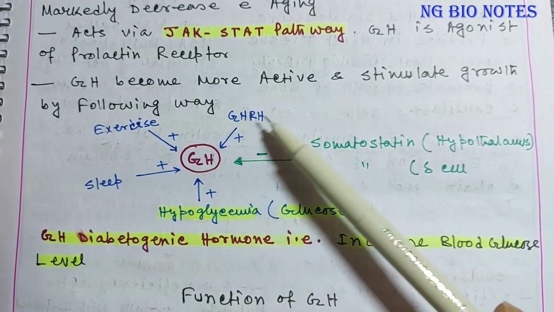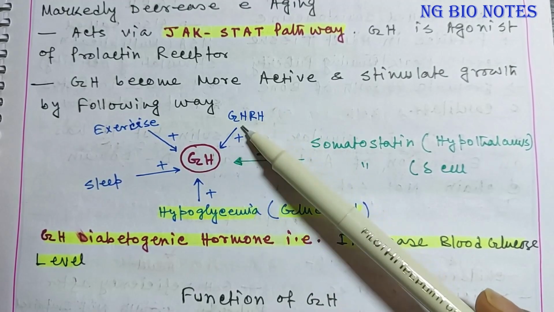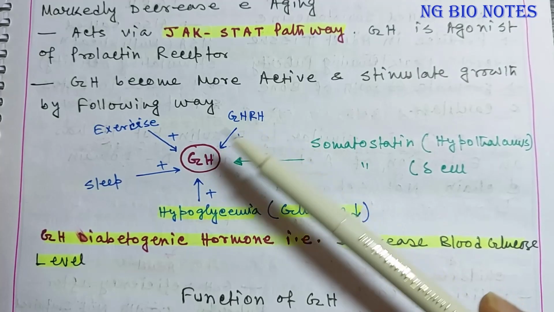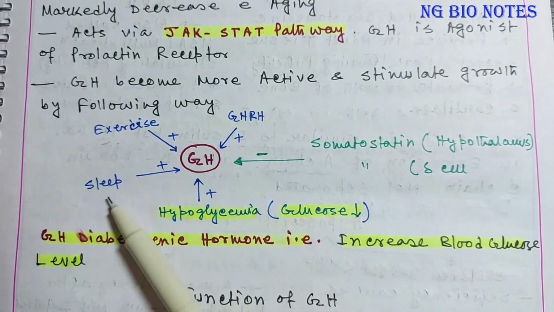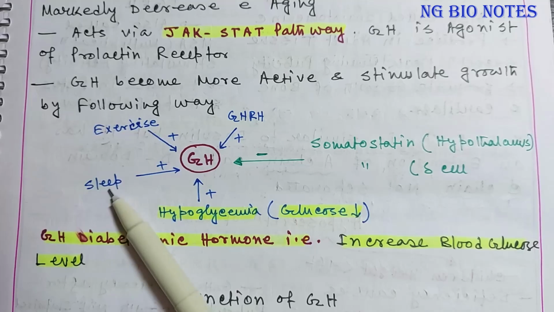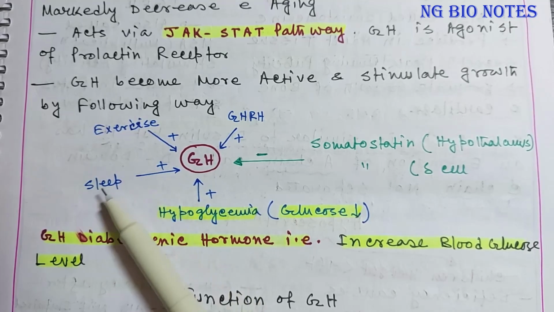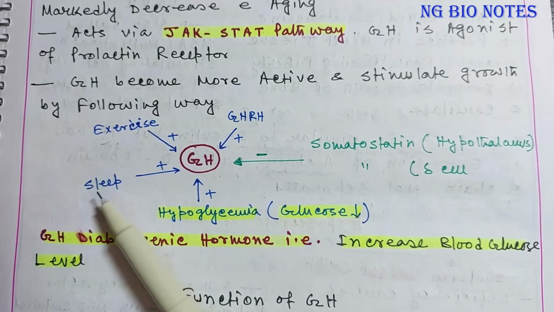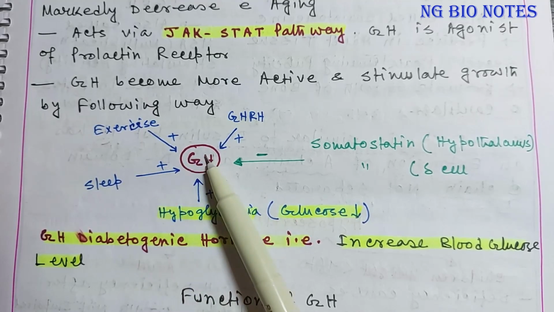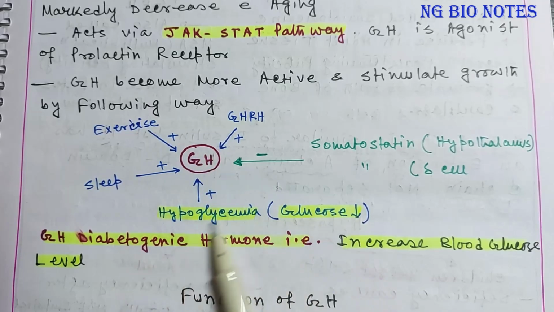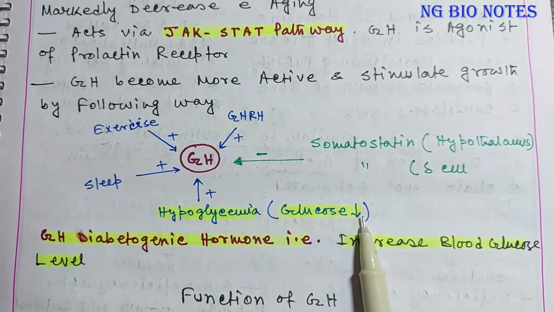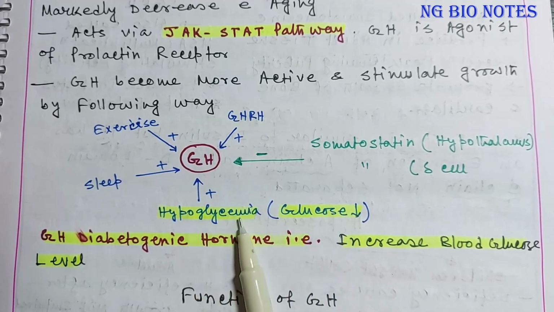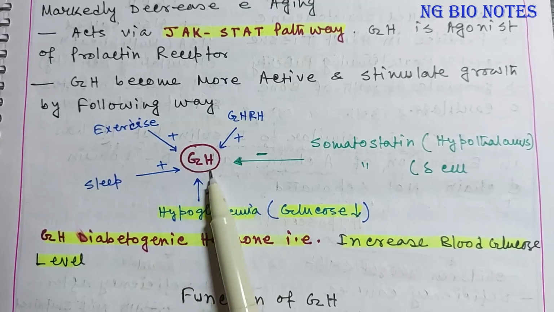First, growth hormone releasing hormone, which is secreted from the hypothalamus, activates somatotroph cells to secrete somatotropic hormone, or growth hormone. Exercise also stimulates growth hormone secretion, and secretion peaks during sleep, right? So the sleeping condition activates somatotropic cells, which secrete growth hormone. Also, in a hypoglycemic condition, that means when blood glucose level drops, this signal activates somatotroph cells to secrete growth hormone.